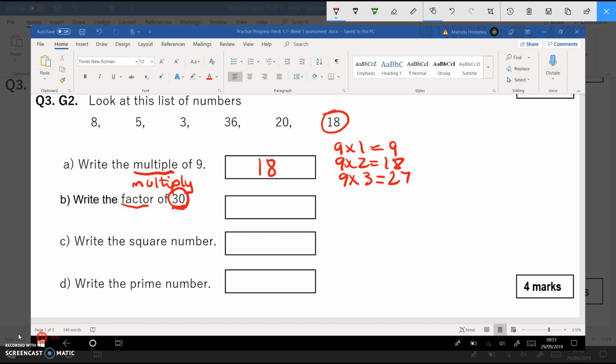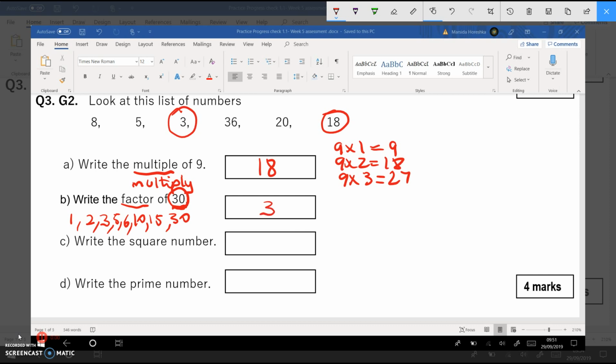So looking at factors, we'd have 1 and 30, because 1 times 30 makes 30. So both of these are factors of 30. Then 2 times 15 makes 30. 3 times 10 makes 30 as well. 4 is not. 5 times 6 also is 30. So all of these are factors of 30. Which one of these is appearing in the list? And we've got 3. So I'll write 3 down.